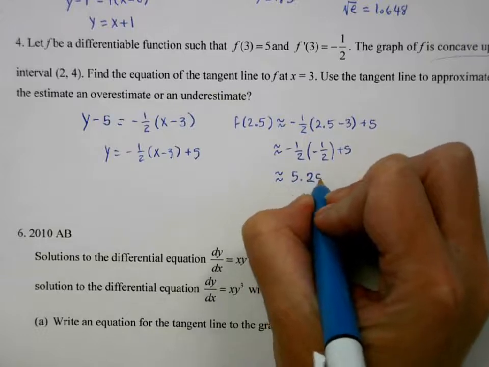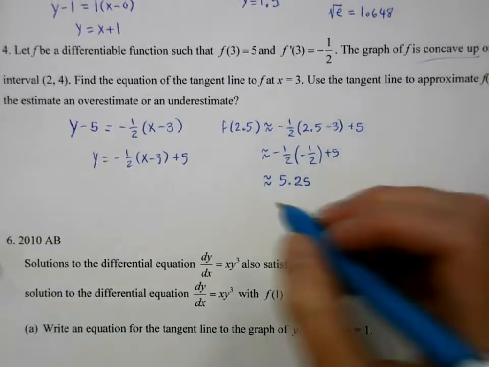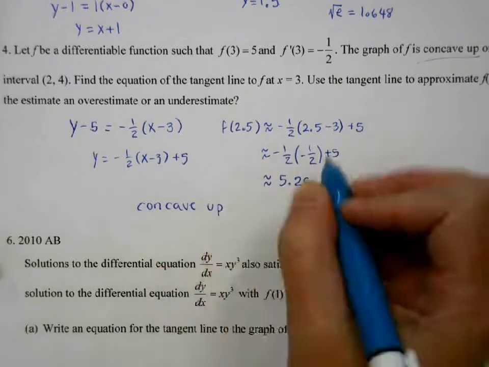Okay, we don't have an actual function here, so we can't check it, but since our graph is concave up again, whatever this is going to be, it's going to be an underestimate.